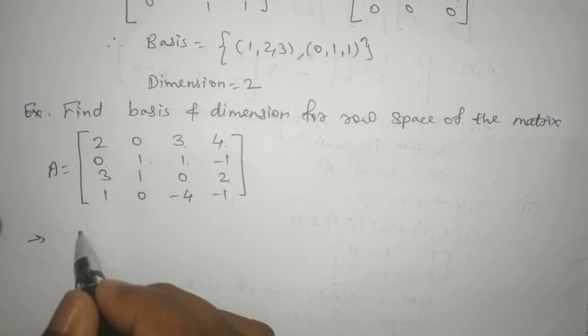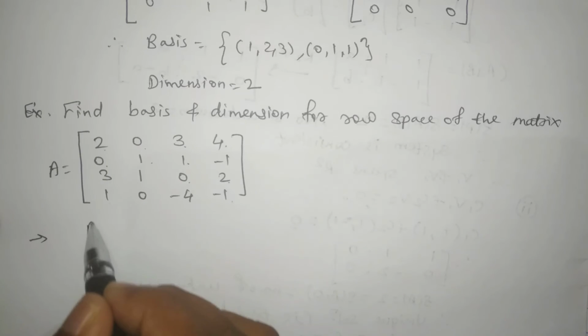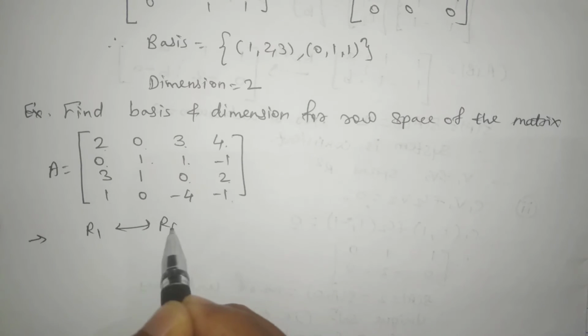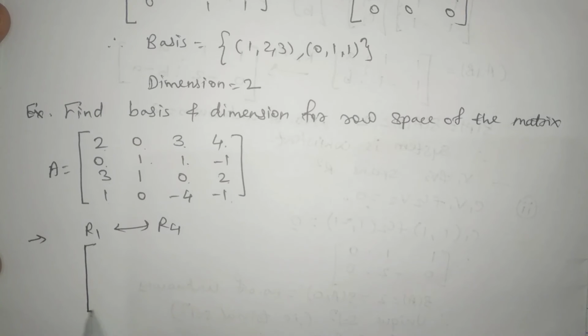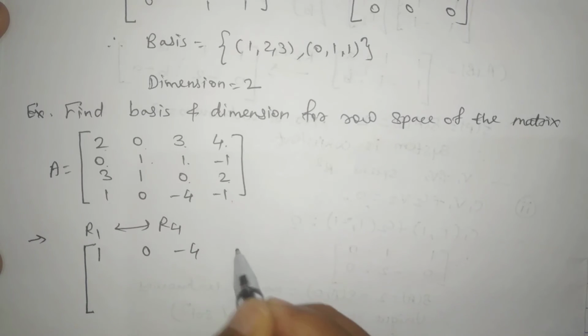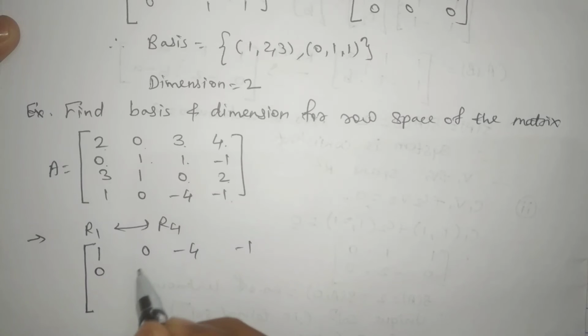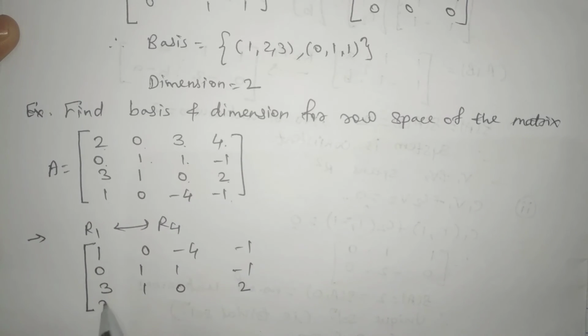So what are the operations? First we will try to interchange R1 and R4. So we will get 1 0 minus 4 minus 1 as the first row, the second row as it is, the third row as it is, and the fourth row is 2 0 3 4.